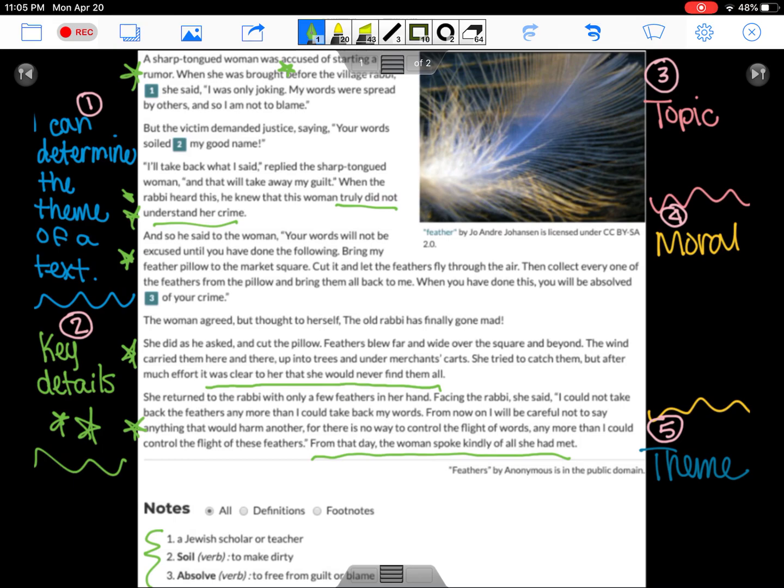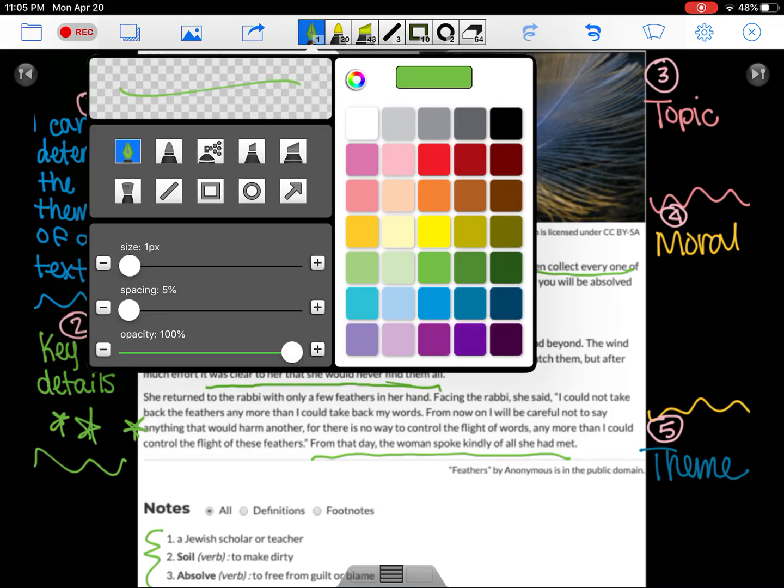So there's quite a few key details here, but ultimately it allows us to boil it down to: she was accused, she didn't understand her crime, the rabbi gave her a job to do, and she failed to do that job. Because she failed to do that job, she learned an important lesson.